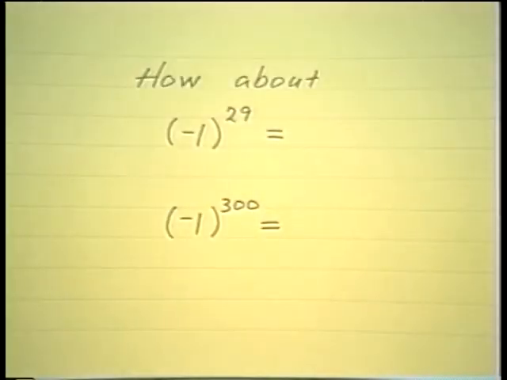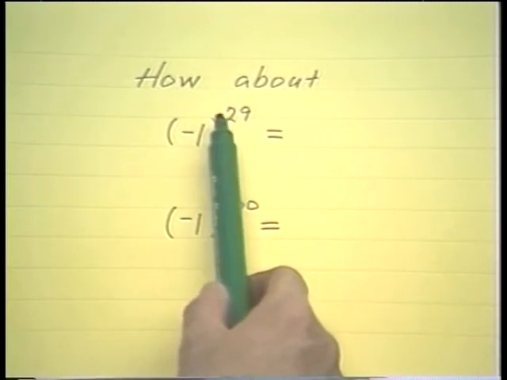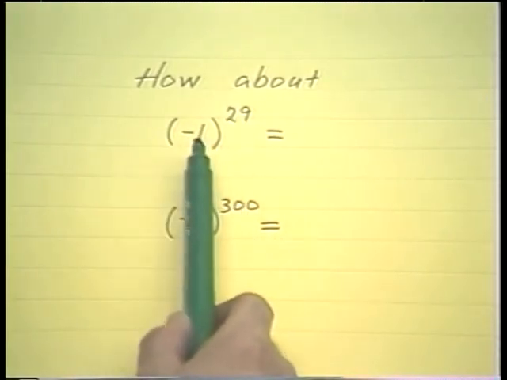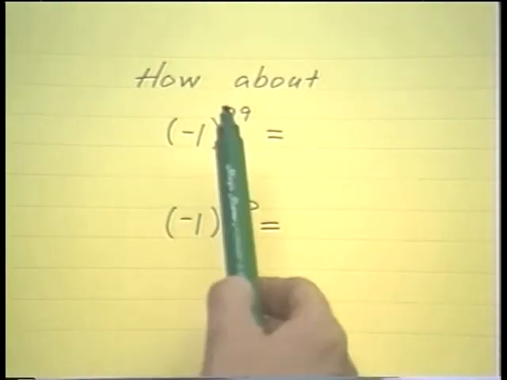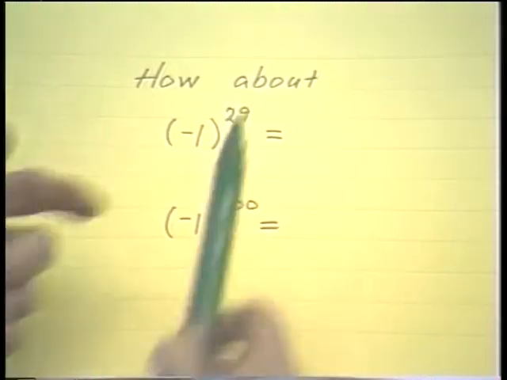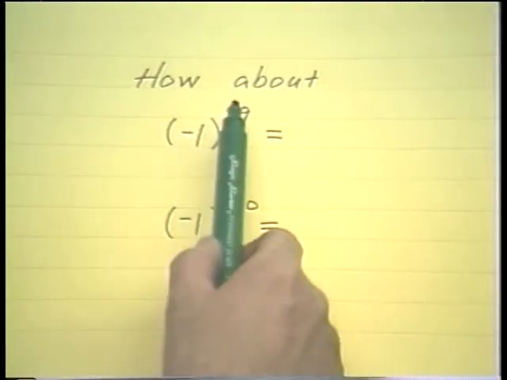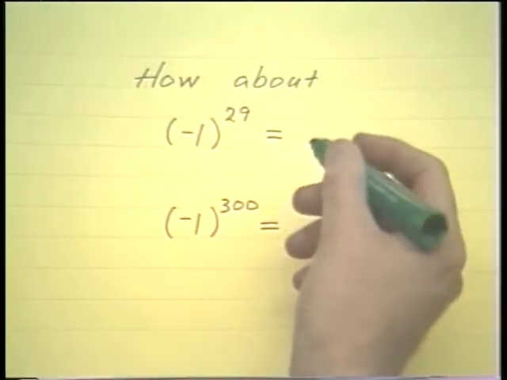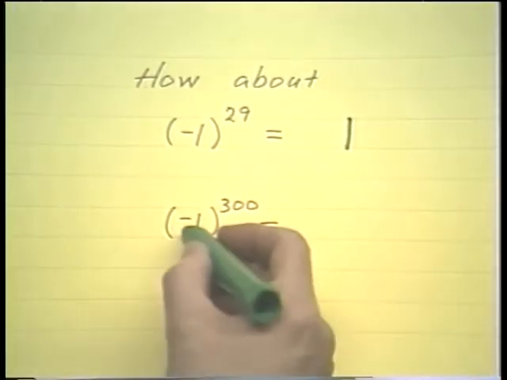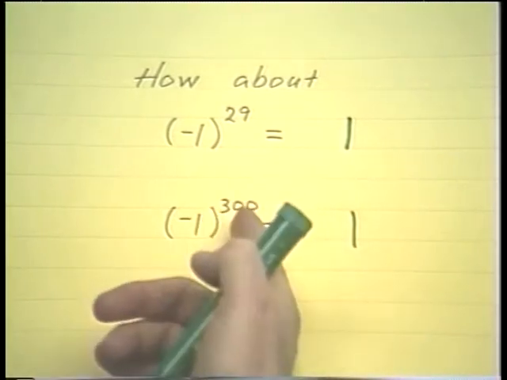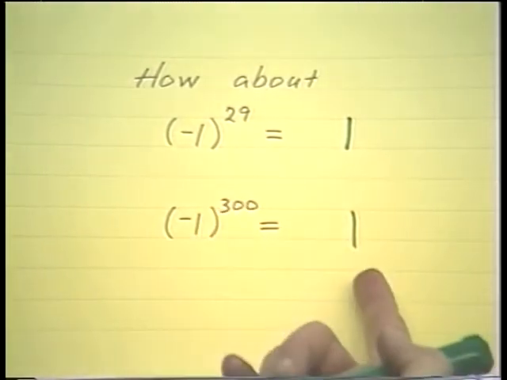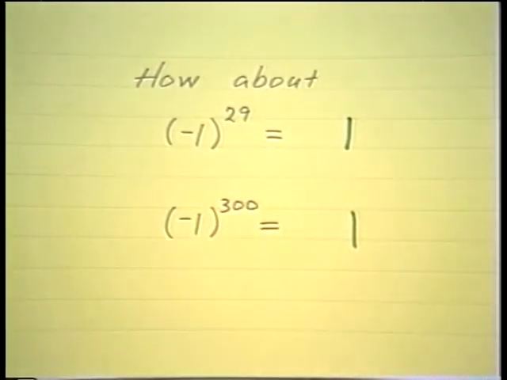Now let's emphasize that through these two simple problems. This says I want to take 29 negative 1s and multiply them together. So this is a negative 1 being raised to a power. Now we know that 1 times 1 times 1, etc., 29 times is going to give me a 1. Same thing in this case. If I take 300 1s and multiply them together, it still is 1. Our critical question: is it positive or negative?